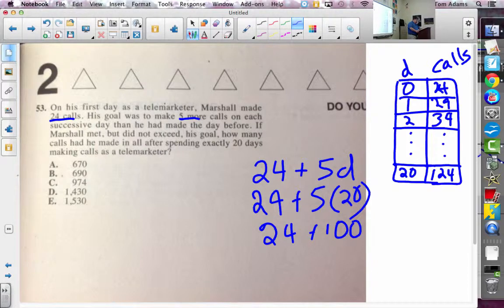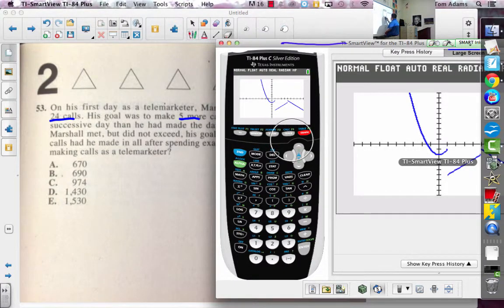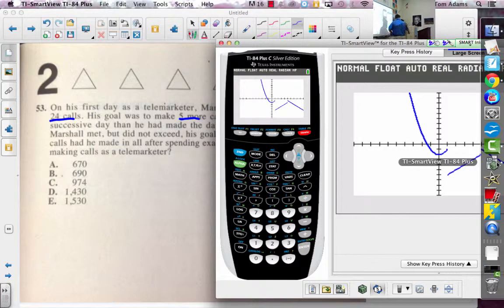Whew. So what's the quickest and easiest way to do that? Well, we could just add them in the calculator, right? We know what it's going to be. Using this equation, we could use recursive notation, but honestly, by the time you figure out the recursive notation, you could have just added them up. So one way to do that is you could just put it in your calculator, right?